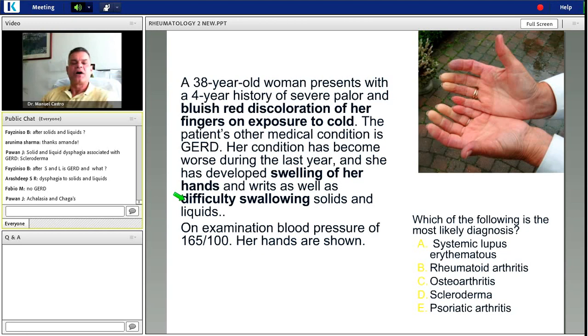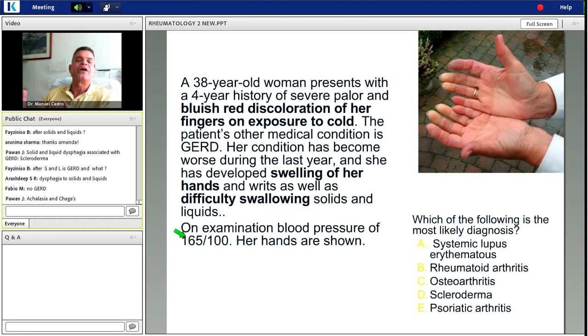Okay, on examination, the blood pressure of this patient is 165/100, which tells you that there must be some issue with the kidneys in this patient. Okay, and her hands are shown. So we already know what the diagnosis is just based on her GI complaints that we have. And you should have seen that in GI, but I actually made a little parenthesis here just to give you a little bit more information about this condition. Okay, and we already know that associated with Raynaud's phenomenon, dysphagia to solids and liquids, as well as GERD, I don't think you will ever miss that diagnosis.